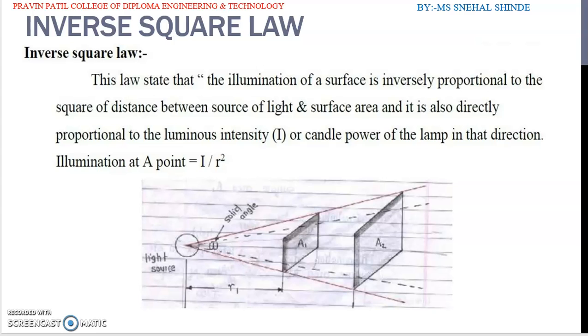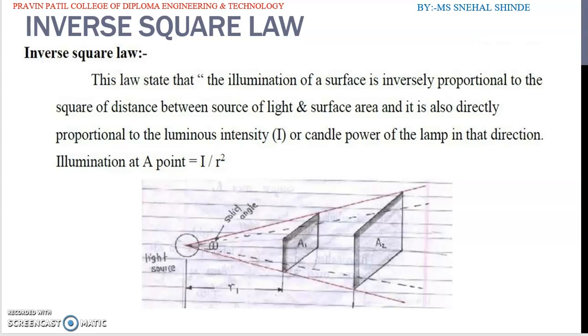Basically, there are two types of laws of illumination. First is the law of inverse square, and second is Lambert's cosine law. So there are the two laws. We will study one by one. First we will study the law of inverse square, that is the inverse square law.